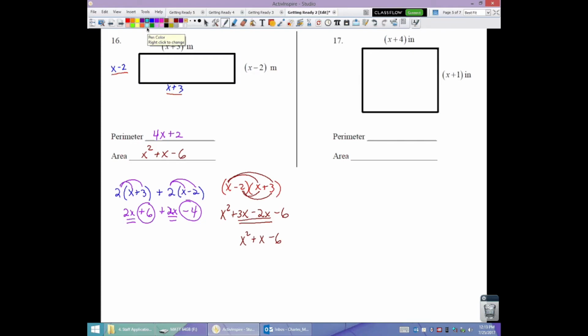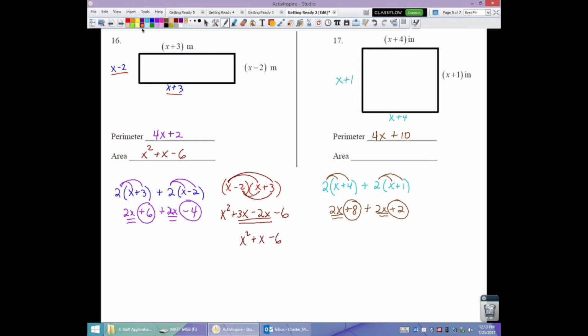And number 17, the right and left side have to match. The top and bottom have to match. And let's do our perimeter. Perimeter is 2 of each of those, so 2 x plus 4s added to 2 x plus 1s. As I distribute both, I get 2x plus 8 and 2x plus 2. Like terms gives me 4x plus 10.